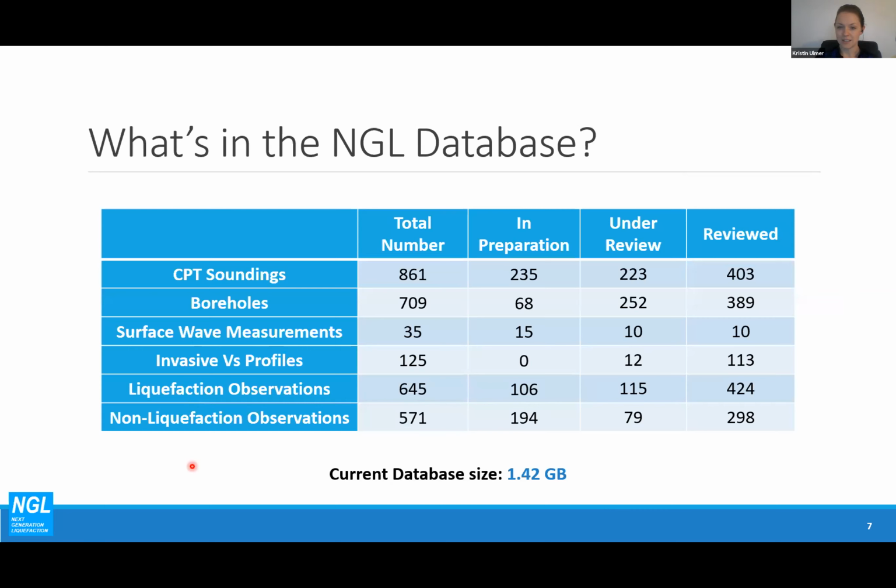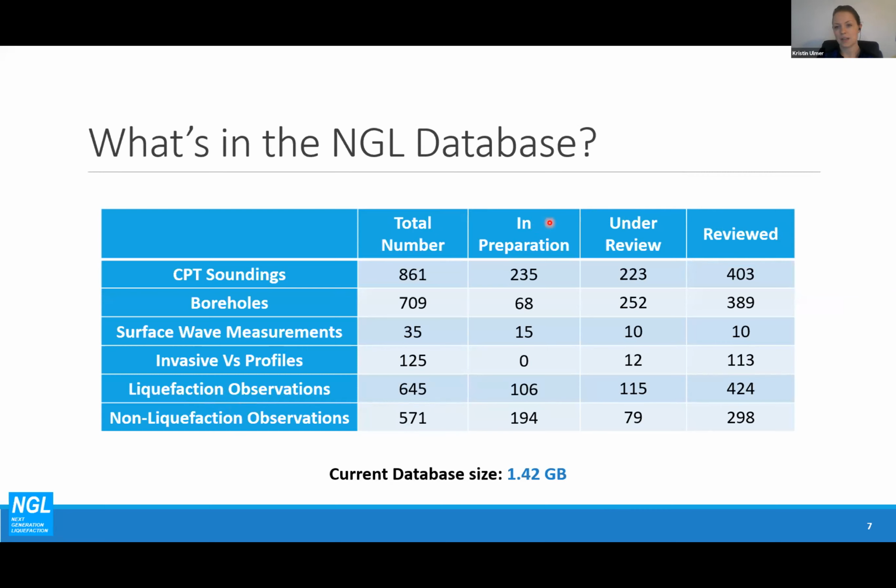By the numbers, the NGL database is quite large. We have hundreds of CPT soundings and boreholes, many surface wave measurements and invasive VS profiles, though not as many as CPTs and SPTs. We have quite a few hundreds, in fact, of liquefaction observations and non-liquefaction observations. And these numbers are broken into 4 columns. The first column is the total number of everything that's in the database. So that includes what's in the 3 other columns.